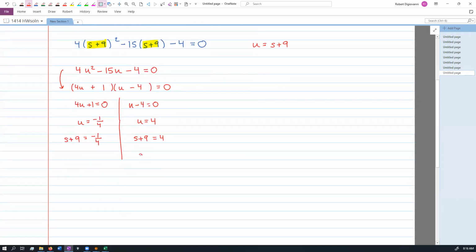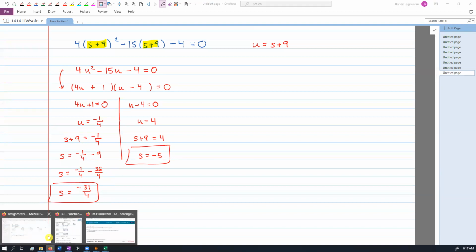The one on the right's easier, so I'll do that one first. I subtract 9 on both sides and get negative 5. For this one, I have to subtract 9 on both sides and then get a common denominator so I can put these together. So 9 is 36 over 4, giving minus 36 over 4. Now that those have the same denominator, I can put the numerators together and get minus 37 over 4. So it looks like I've got two answers here: negative 37 over 4, negative 5.